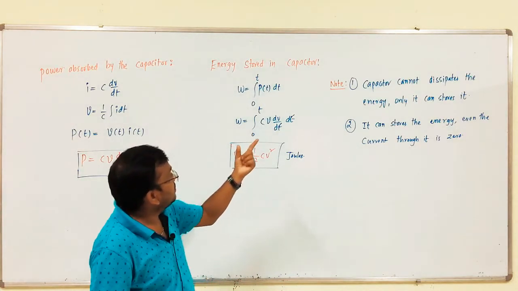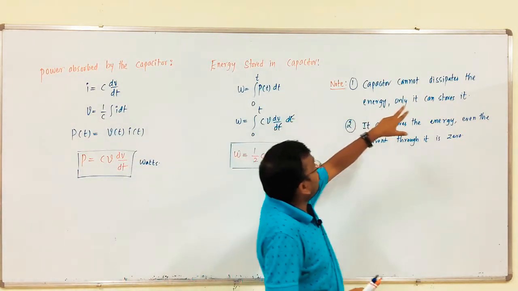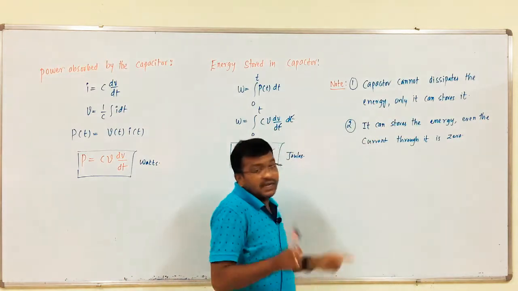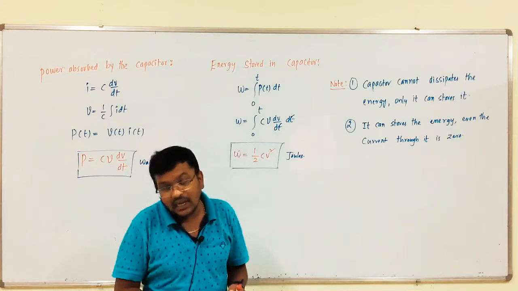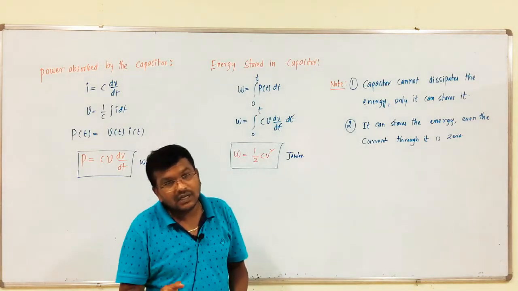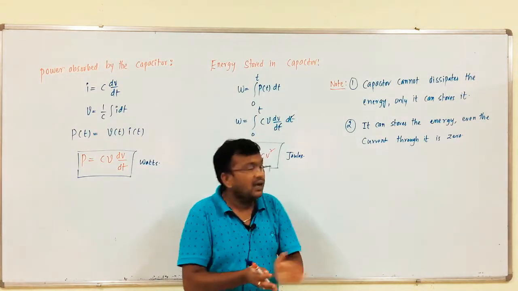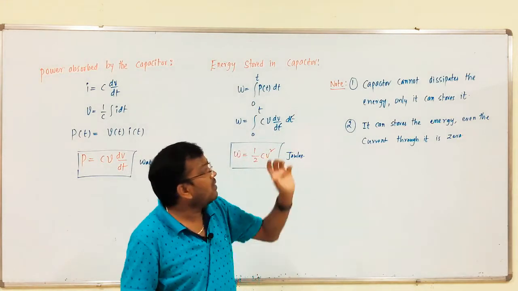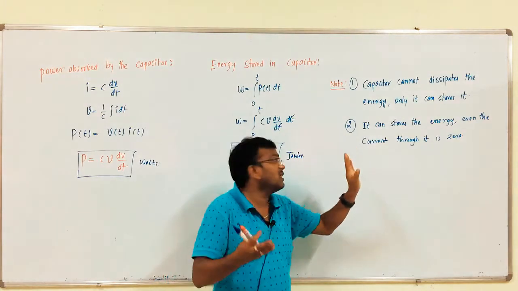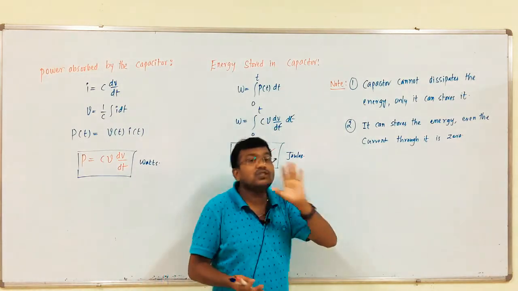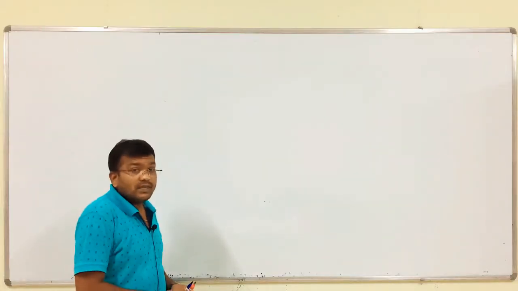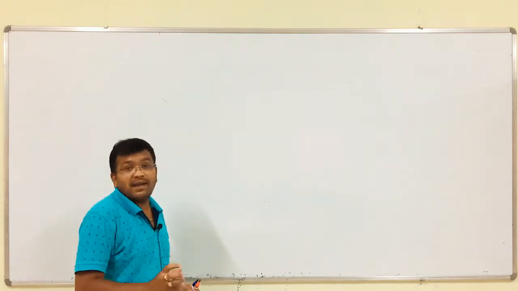So, next, capacitor cannot disperse the energy, only it can store it. Same like in the case of inductance. In case of inductance, inductor cannot disperse the energy, it can store it. Same like that here, capacitor cannot disperse the energy, only it can store it. Next one, it can store the energy even if the current through it is 0. Next we have to discuss about the parallel plate capacitor.